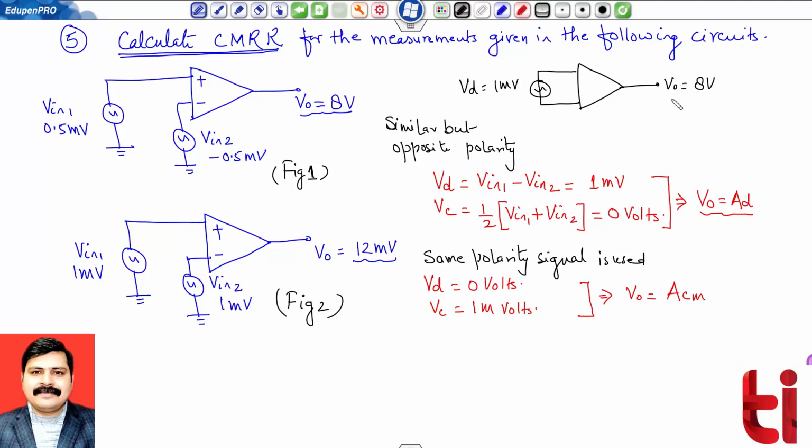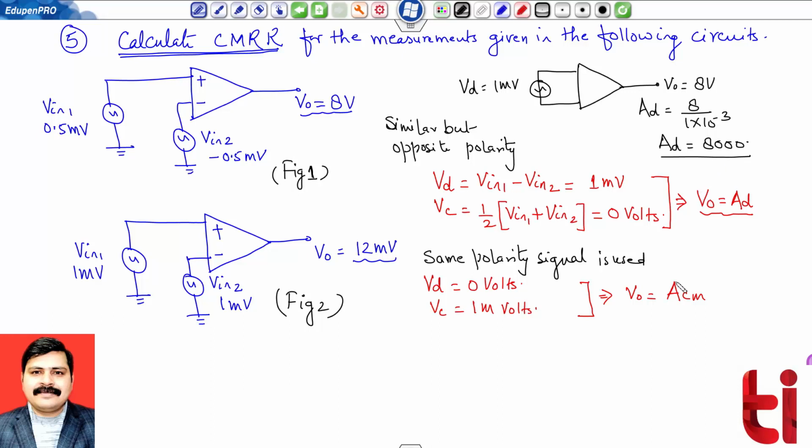So if I am receiving V naught equal to 8 volt corresponding to 1 millivolt, that means in this situation, what is the value of differential gain? AD equals output upon input. So it is 8 divided by 1 into 10 raised to power minus 3. That means the value of differential gain AD will be equal to simply 8000. This is the value of AD.